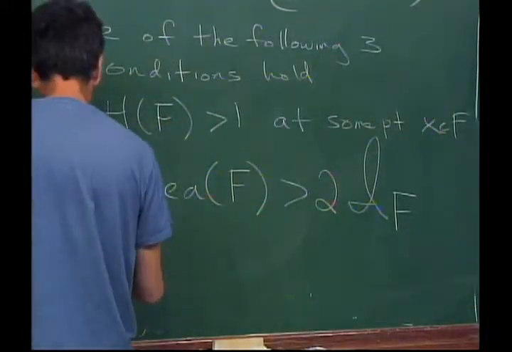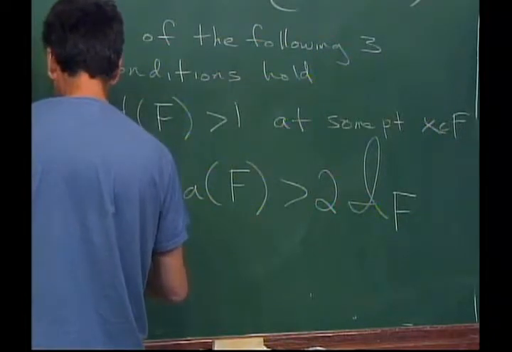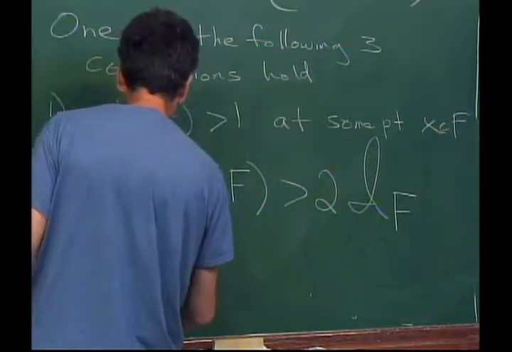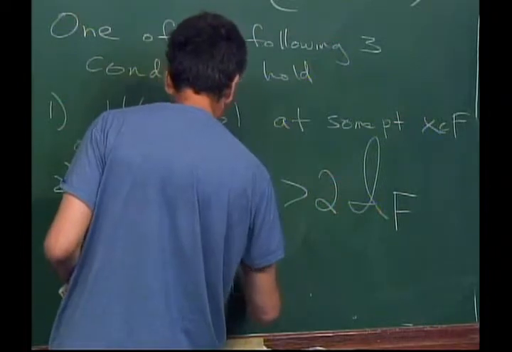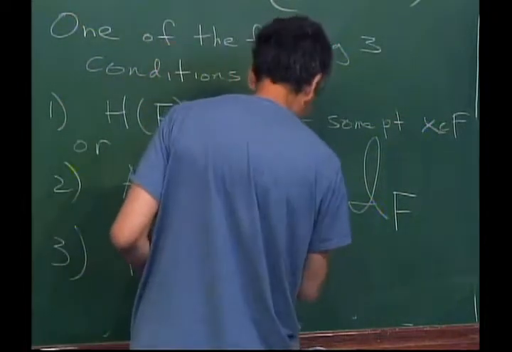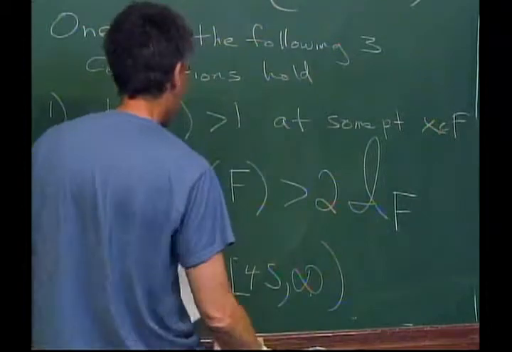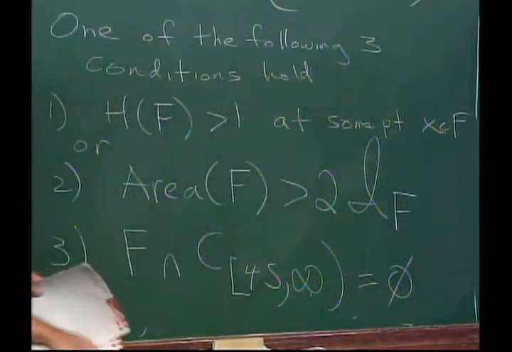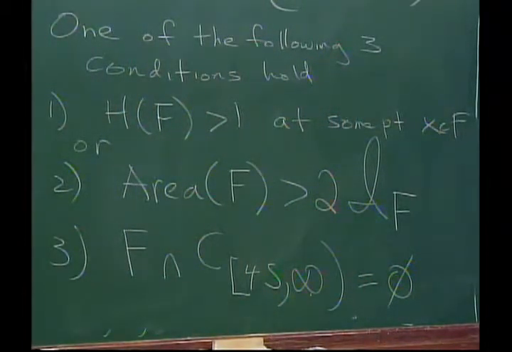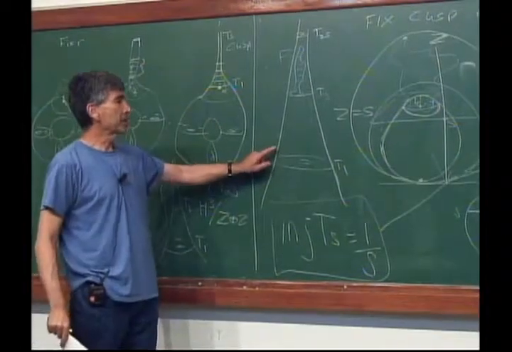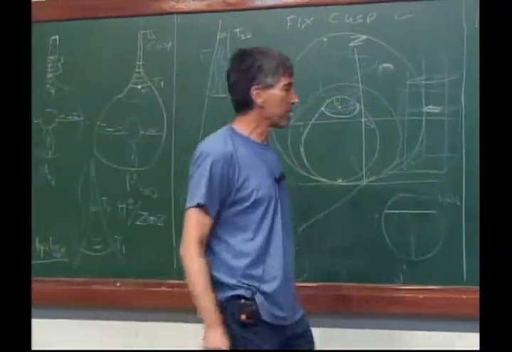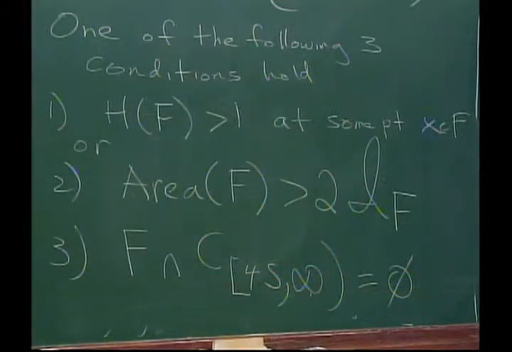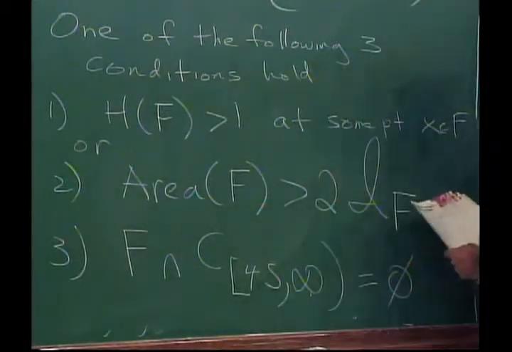Or F lies below the height 4s. So its intersection with the part of the cusp above 4s is empty. So again, this is a result about surfaces in cusps, in the quotient of hyperbolic 3-space by the Z plus Z action. And the argument is very similar to what we did before.